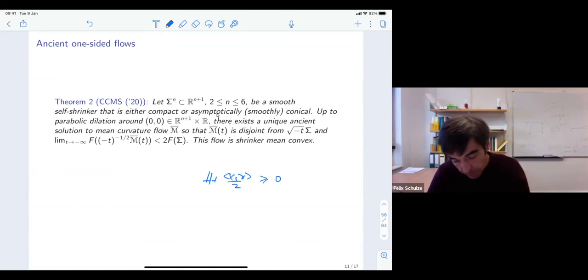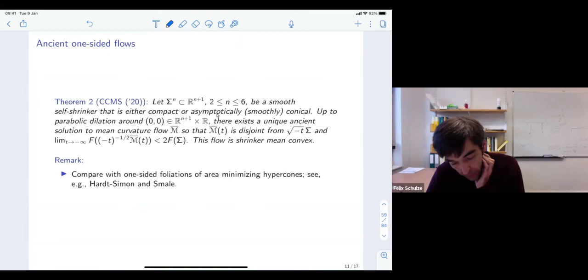And what you can compare this with, the right comparison, if maybe some of you know minimal surface theory better, is this work of Hardt, Simon, and Smale, where you look at one-sided foliations of area minimizing hypercones, and they prove that there's a unique star-shaped minimal surface on each side of an area minimizing hypercone in R^8. And that is unique. And in some sense, you should see this as a generalization into the parabolic setting of this, that proves that there's an ancient one-sided solution to mean curvature flow.